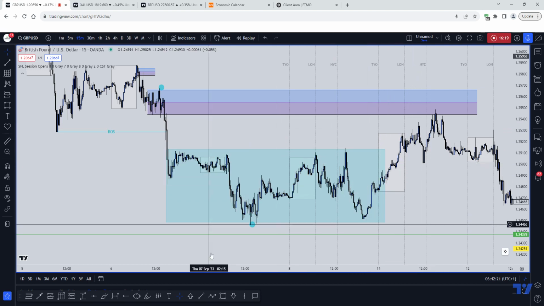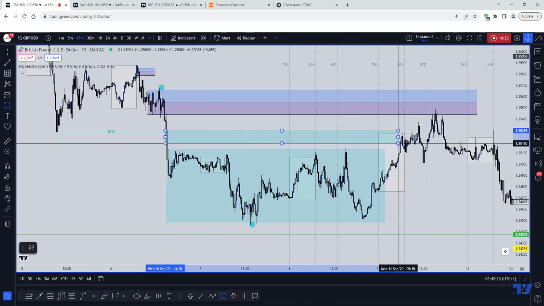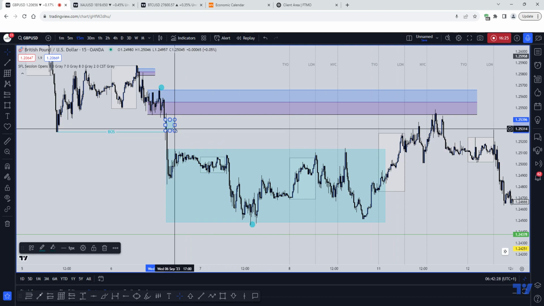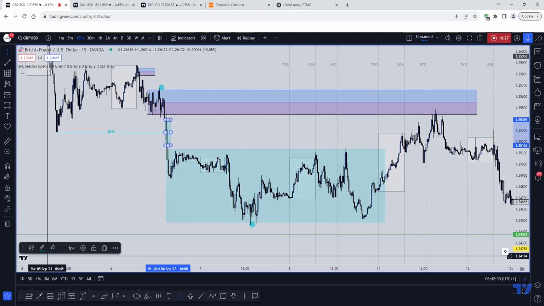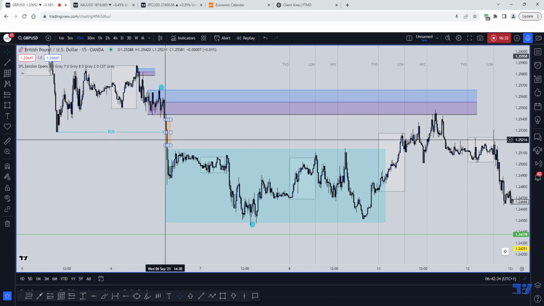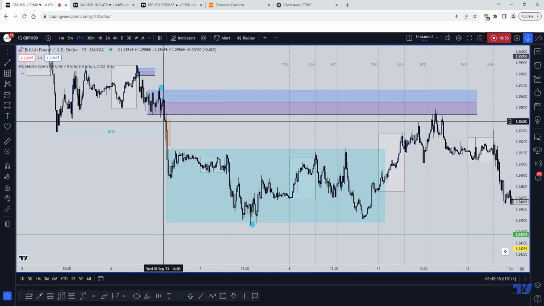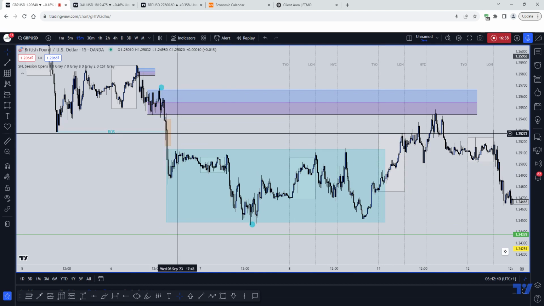Why did the market break to the upside? Okay, there's a number of factors. One, because there is a massive liquidity void. It's not really in balance, but that whole level right there is a liquidity void. Okay, and that needs to get filled. The market needs to balance itself out. So the market's broken to the upside. It's filled in this liquidity void, this gap that we had here.